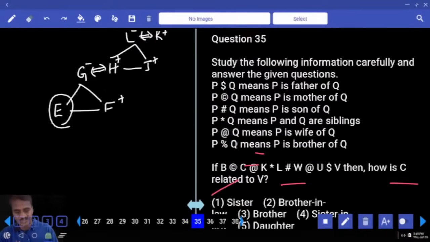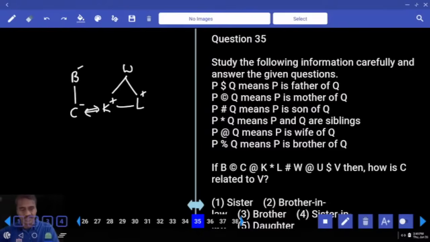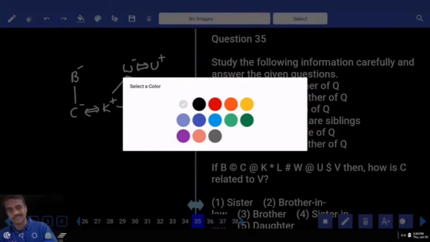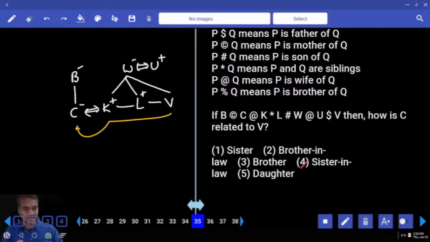Then 35: B © C. Copyright stands for B is the mother of C. C @ K means C is the wife of K. Now C and K are married. And next one, K *. Now K and L are siblings to each other. L # means L is the son of W. These two persons are children. W @ U means W is the wife of U. W is a female, U is a male. And U $ V means U is the father of V. Then how is C related to V? V is the brother's wife, sister-in-law. That is given in choice 4.